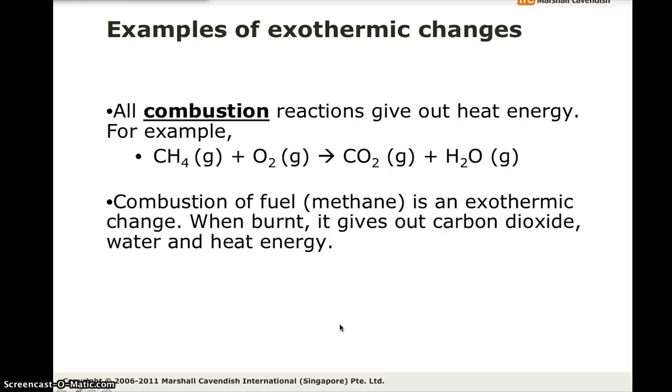All combustion reactions give out heat energy. Methane reacts with oxygen to form carbon dioxide and water. So this is an exothermic reaction. It gives out a lot of heat energy.